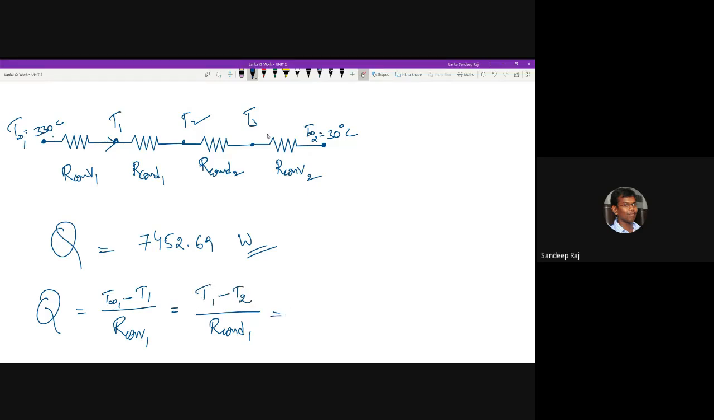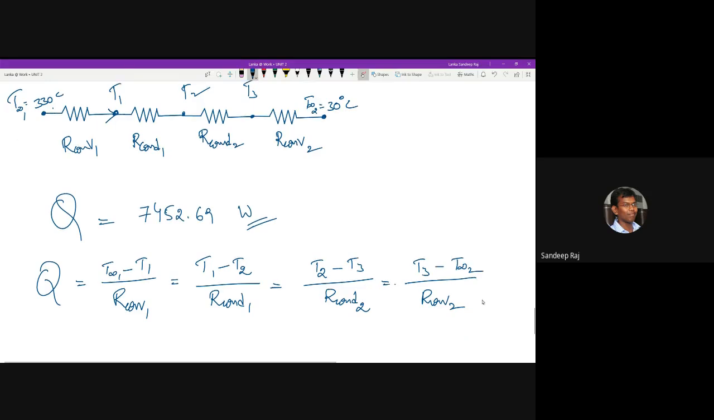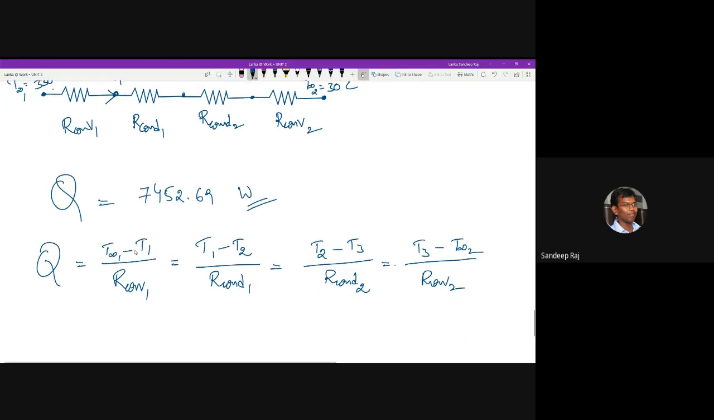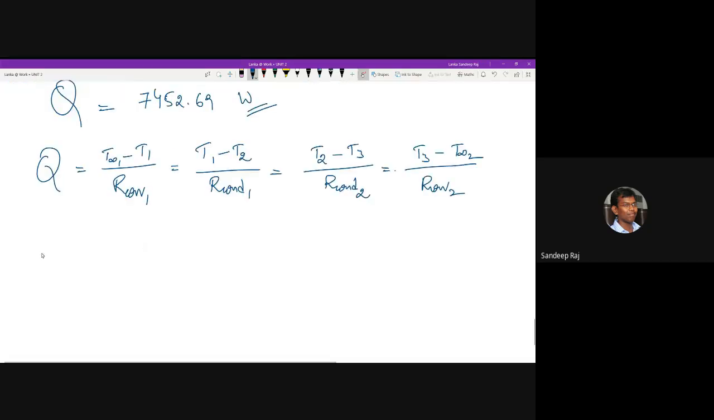And then R conduction 2, it is T2 minus T3. Then R convection 2, it is T3 minus T infinity 2. So what he is asking you to find is just the difference values, that is T infinity 1 minus T1.